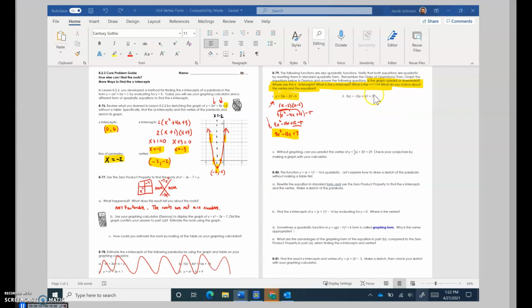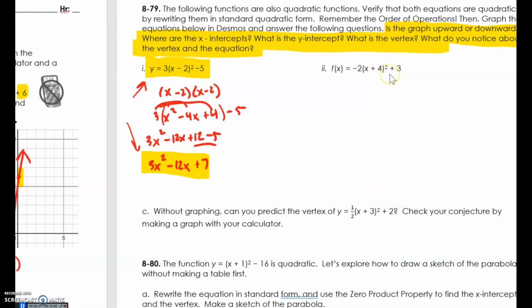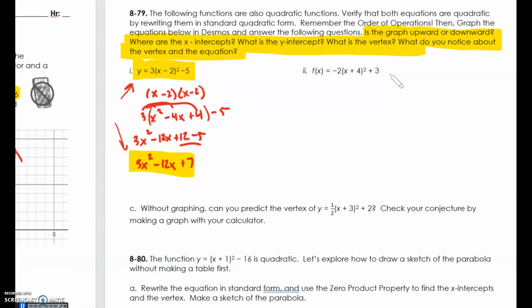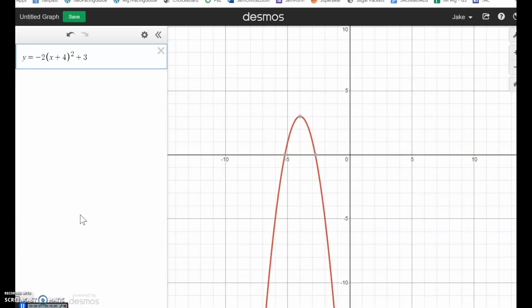Okay. I'm going to have you guys take a look at this function, type that into a Desmos, and then see if you can answer all the questions that we just answered about that one. So pause the video and give it a try. Okay, so first question, is it upward or downward? This one is downward. It's facing like a frowny face, so down.